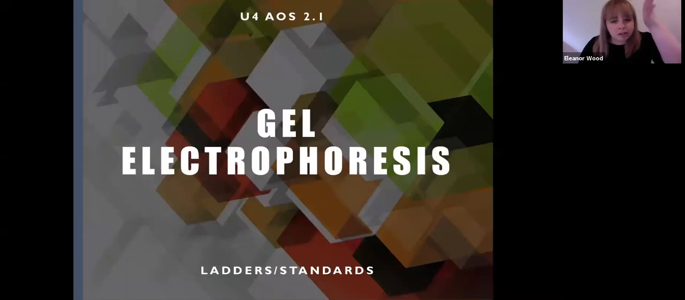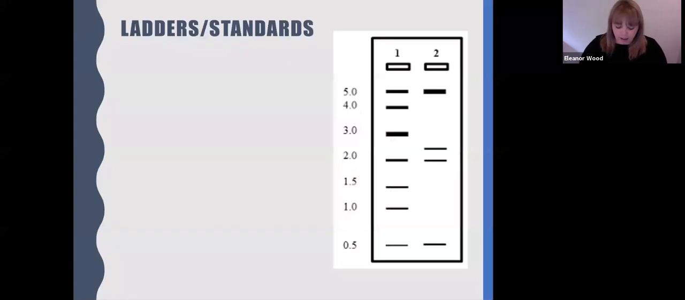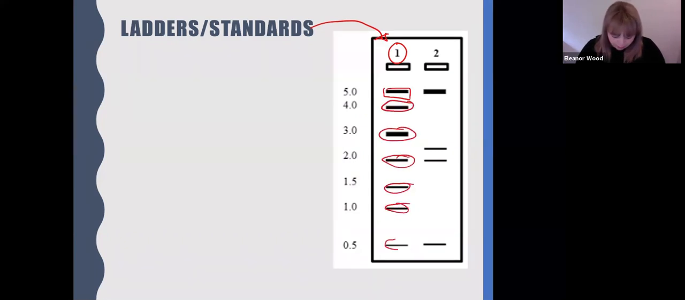Through those column ones or last columns within the gels that we run. So we call these a ladder, or sometimes they're called a DNA standard. Here you can see in well number 1, we loaded the ladder and it had bands at 5, 4, 3, 2, 1.5, 1 and 0.5.